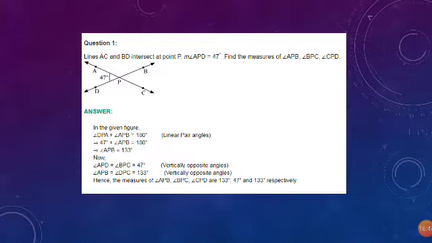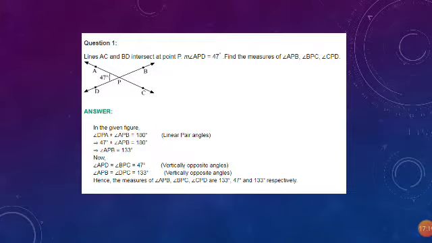Lines AC and BD intersect at a point P. Angle APD equals 47 degrees. Find the measures of angle APB, angle BPC, angle CPD. Okay, see the figure. Tell me which type of angles these are.